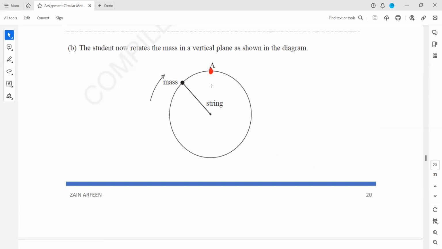There must be a force which is directed toward the center, and there are two forces directed toward the center. Weight is acting downward, and the tension in the string is also acting downward. So tension and weight are both directed toward the center. Whenever an object moves in a circular orbit, the centripetal force is equal to the tension plus the weight.